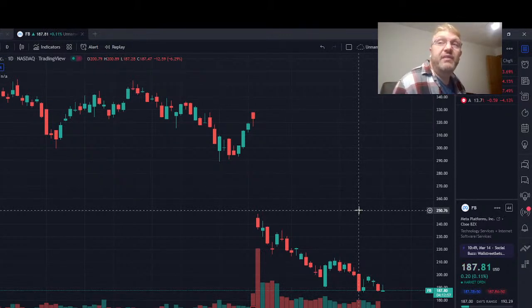So if it goes below 186, I can see it taking another plunge. I could see it going another $25, $30 down. Facebook's not looking good at the moment. It's not looking good at all.